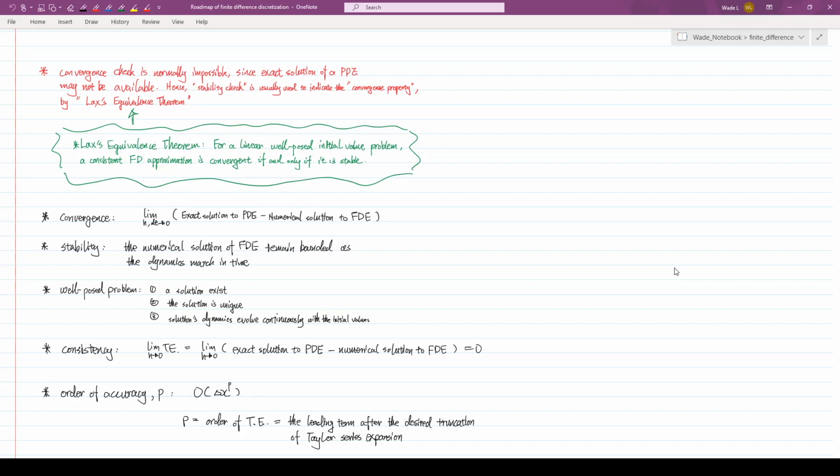Frequently, we are required to know the order of accuracy of the applied numerical discretization schemes. It is an extremely important number to guarantee the reliability and the accuracy of your numerical solutions. In a nutshell, the order of accuracy P of a numerical discretization in the finite difference method is the power of the leading term after the truncation in the Taylor series expansion. I'm going to give more intuitive elaboration in the following videos.